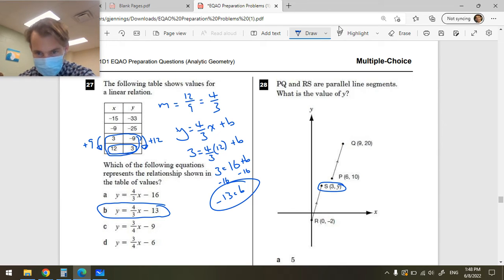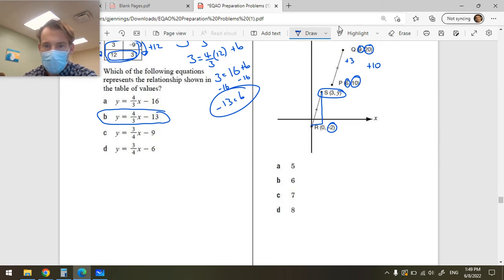Okay, so in that case, this one goes from 6 to 9. That's plus 3 of run, because that's change in x. And then it rises 10. So that's plus 10 in y. All right? This one also has a run of 3 and should therefore have a rise of 10. So if we rise 10 from -2, y would be 8.